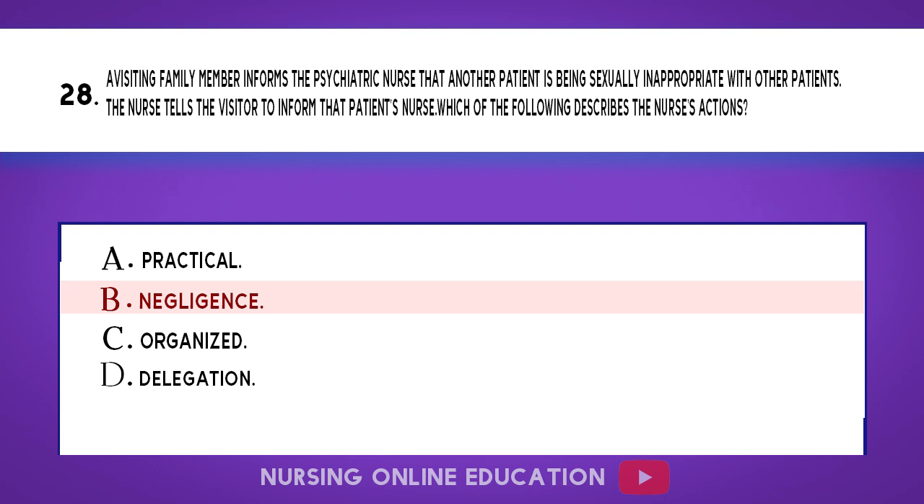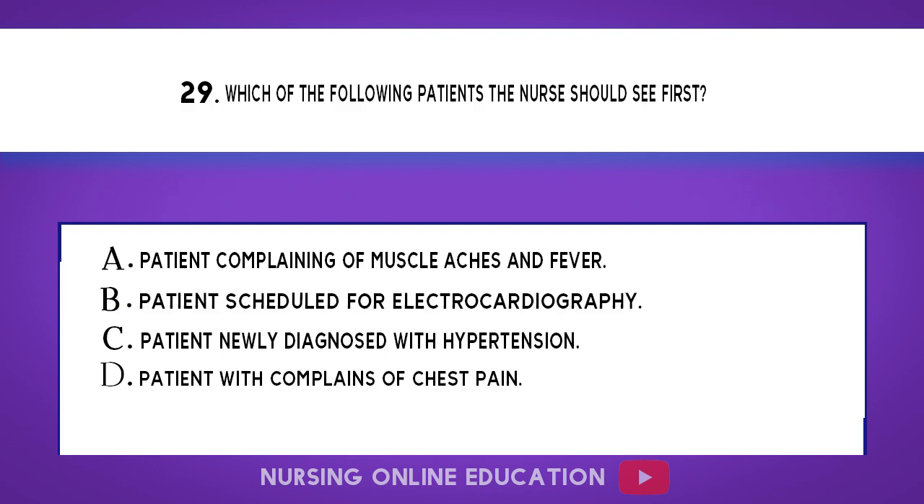The answer is option B. Negligence. 29. Which of the following patients the nurse should see first? A. Patient complaining of muscle aches and fever. B. Patient scheduled for electrocardiography. C. Patient newly diagnosed with hypertension. D. Patient with complaints of chest pain.